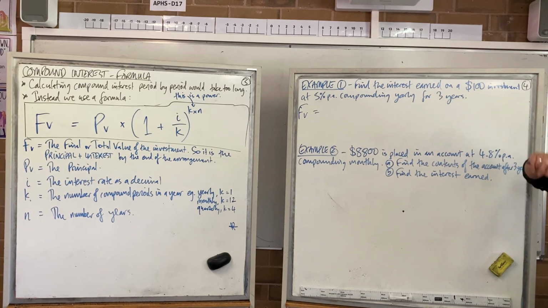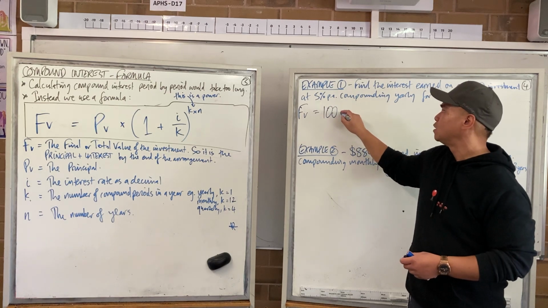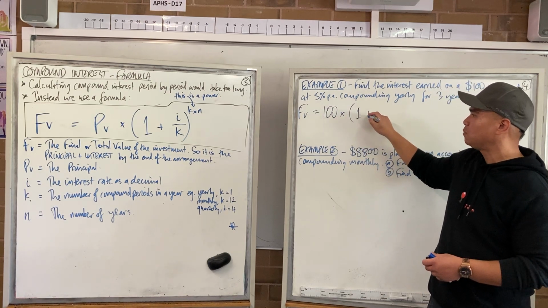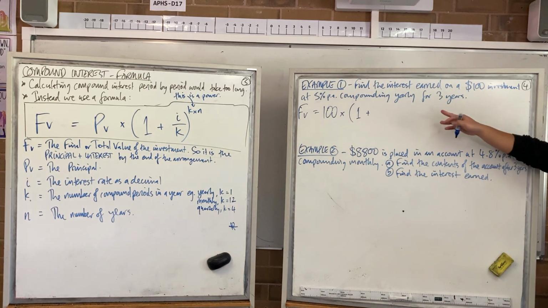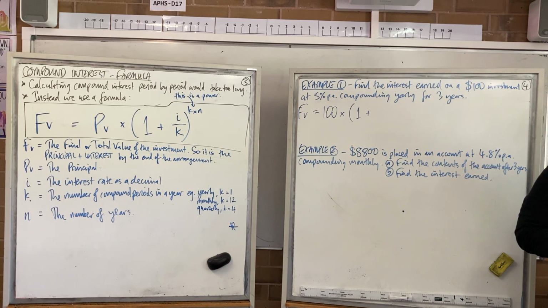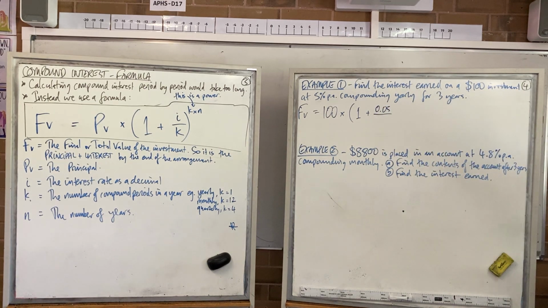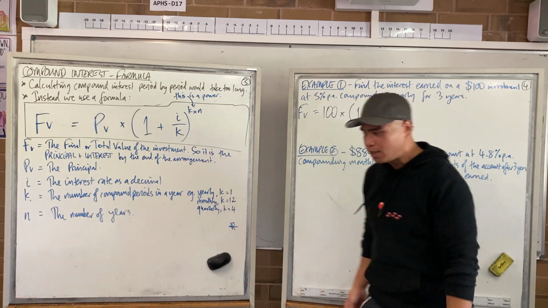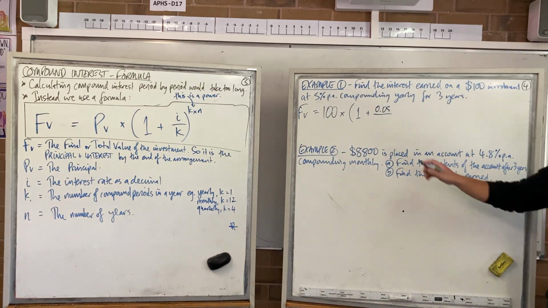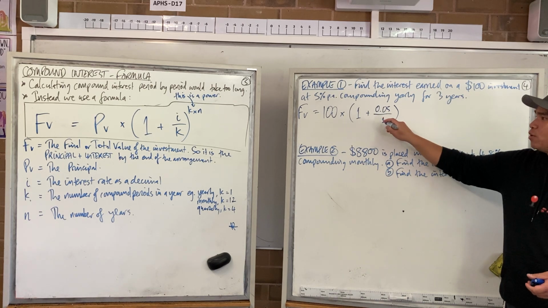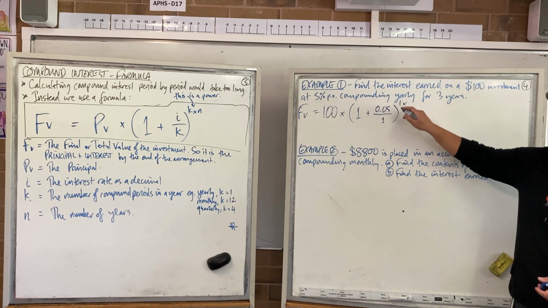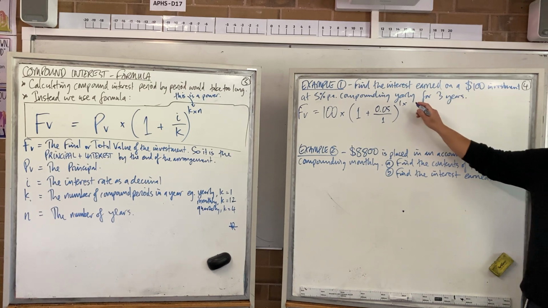So, FV. Find the interest earned on a $100 investment. So what would my principal be? 100 times by 1, always 1, plus. Interest is 5%, so what would I be? I is the interest rate as a decimal. 0.05. Good, 0.05 over K. What is K? K is the number of compound periods in a year. This question says it's yearly, so 1. And then the power, we already know K was 1 again, times by, how many years was it for? 3.